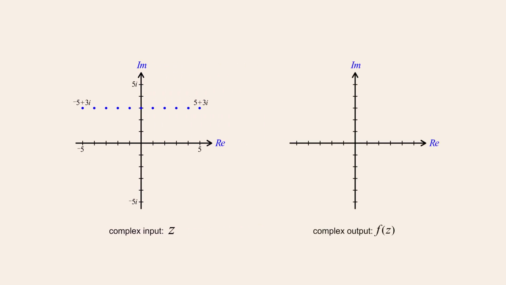For f of z, let's use the quadratic function from earlier in this lecture, z squared plus 6z plus 10. Since this function generates much larger output values than our input values, we will choose a scale for the output graph that ranges from -50 to +50. Now for each input point, we will graph its corresponding output.